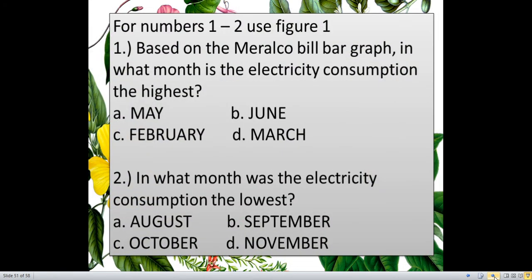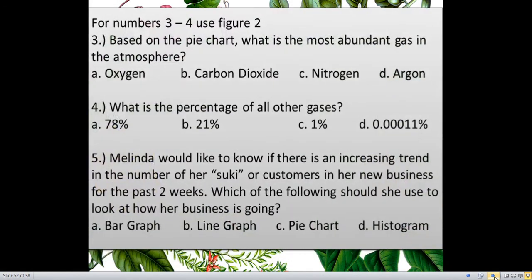For numbers 1 to 2, use figure 1. Number 1, based on the Meralco bill bar graph, in what month is the electricity consumption the highest? Number 2, in what month was the electricity consumption the lowest? Okay, just choose your answer. For numbers 3 to 4, use figure 2. Based on the pie chart, what is the most abundant gas in the atmosphere?